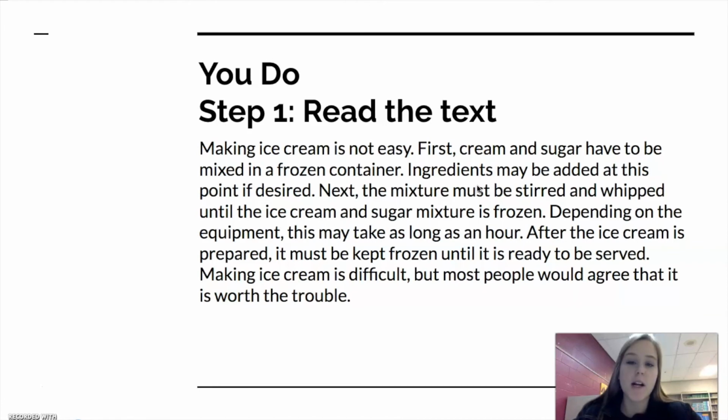Okay, we're going to do one more. You're going to try this one on your own. Making ice cream is not easy. First, cream and sugar have to be mixed in a frozen container. Ingredients may be added at this point if desired. Next, the mixture must be stirred and whipped until the ice cream and sugar mixture is frozen. Depending on the equipment, this may take as long as an hour. After the ice cream is prepared, it must be kept frozen until it is ready to be served. Making ice cream is difficult, but most people would agree that it is worth the trouble.